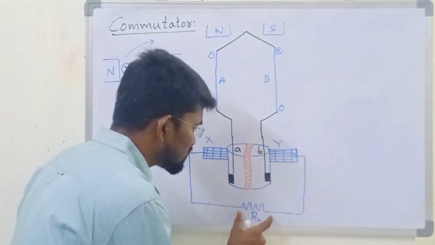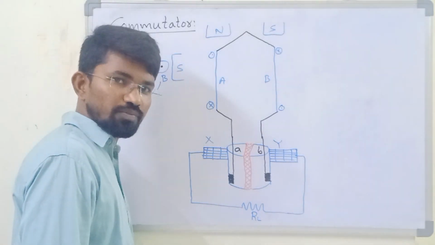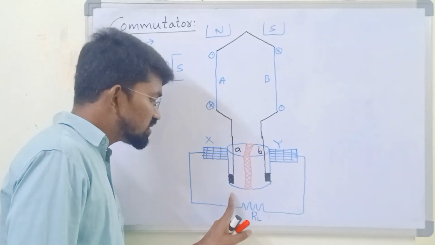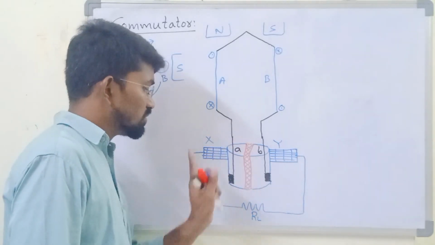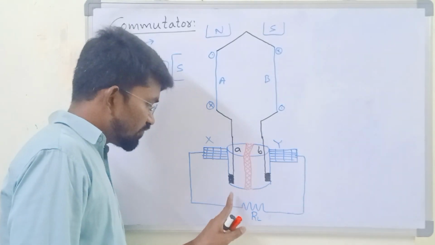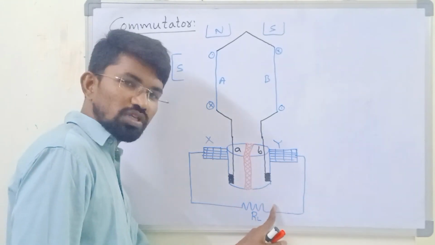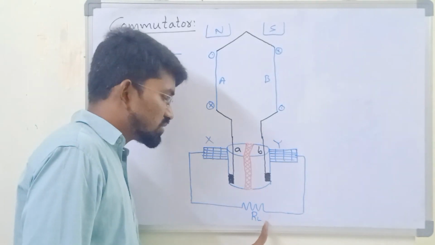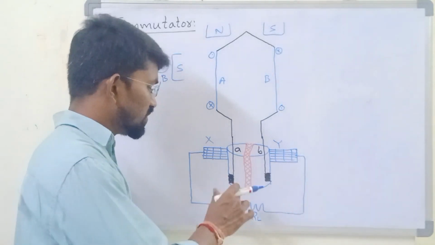Now what is this load going to expect? We know that this load is expecting a DC voltage from the generator. Yes or no? Now this is a load. If we give DC supply to this load, this will satisfy. Now to get DC supply across this, what is the condition? We will see now.